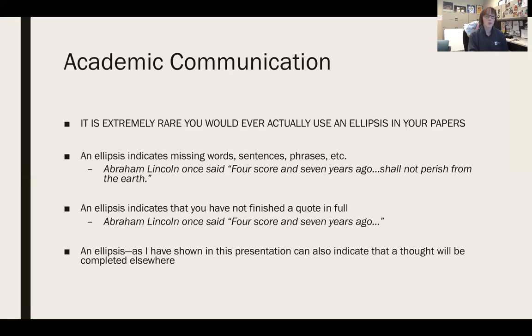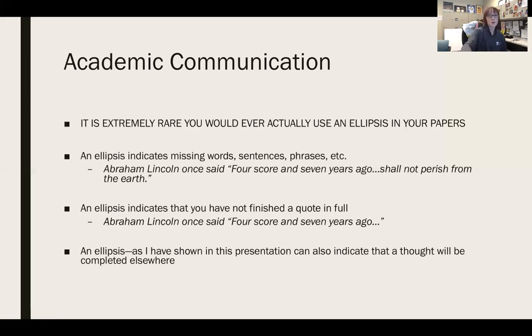So if I only wanted to include the second half of this sentence from Abraham Lincoln's Gettysburg Address, just "dedicated to the proposition that all men are created equal," I would start that with an ellipsis to indicate that this quote that I am providing comes from a sentence that had a front end. So what I am providing to you is not the full sentence. It's not the beginning of the sentence. It's the end of the sentence. And the ellipsis tells me that something preceded what I am quoting, but I, as the author, have chosen not to include that thing.